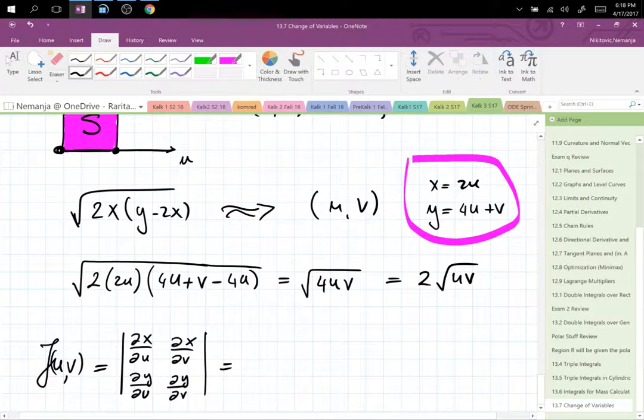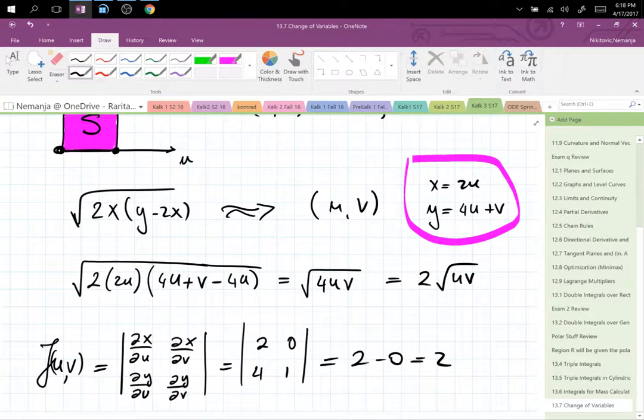So just plug everything in. Partial x, partial u is 2. Partial x, partial v is 0. Partial y, partial u is 4. And 1. So it's 2 minus 0, 2. Sweet. Are you going to end up with a function in terms of uv sometimes? Hell yes, right? Remember, this is the easiest example.